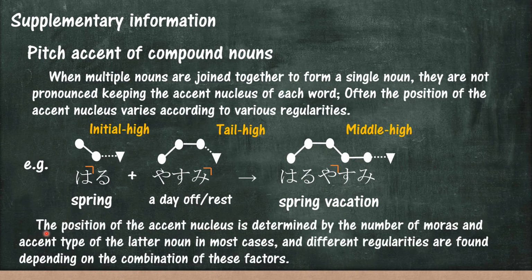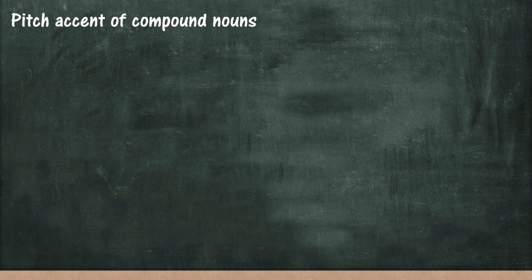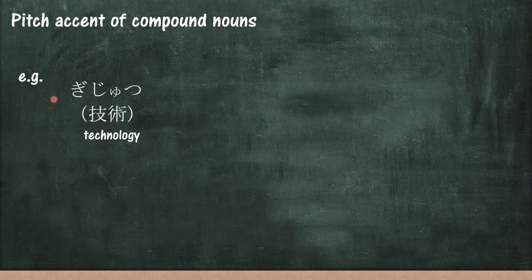The position of the accent nucleus is determined by the number of moras and accent type of the latter noun in most cases, and different regularities are found depending on the combination of these factors. So let's look at another example. The first word, gijutsu, technology, plus the second word, kakushin, kakushin, innovation.